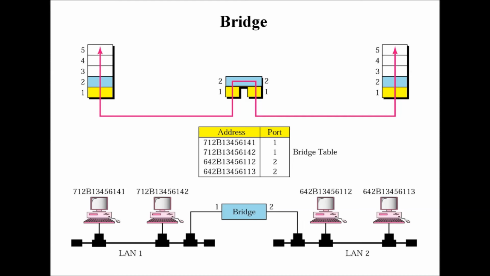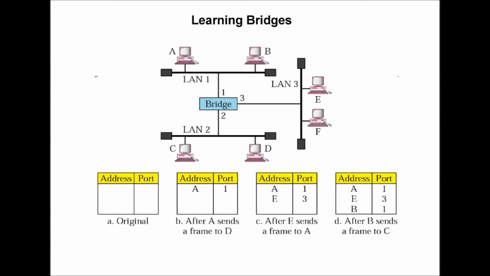So bridge as well as switch maintains the addressing table, and you can see the addressing table over here, which is a bridge table. In this table you can see the physical address as well as port number for data transmission.